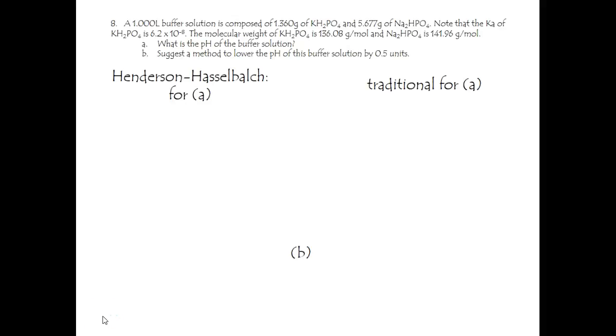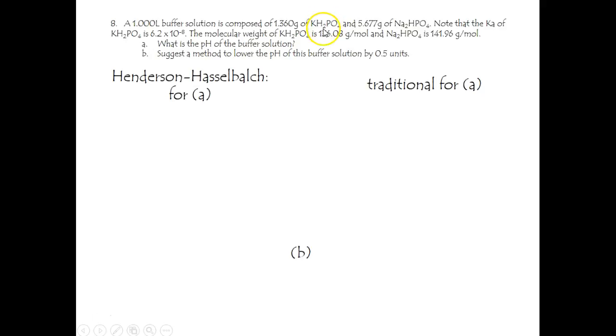We have now a fourth example of a buffer problem. Let's read it. A 1 liter buffer solution is composed of some KHP, 1.36 grams per liter. They want us to calculate a molarity for that, because that's what we're going to need. And 5.677 grams of the disodium hydrogen phosphate. We can also calculate the molarity of that. I'm sure we're going to need that.